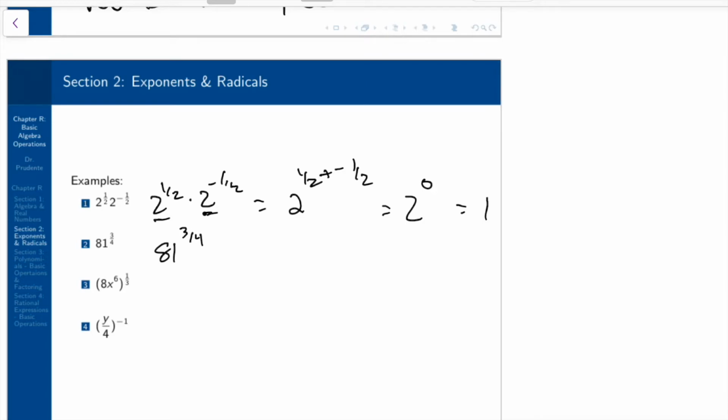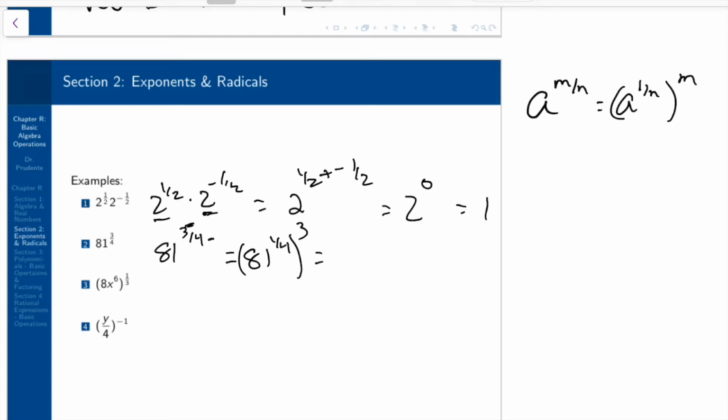Here, we have 81 to the 3/4. Now this is a little bit more difficult. What we're going to do is use the fact that we have a numerator and a denominator, a 3/4. That allows us to take the property a to the m over n and write this as the nth root of a raised to the mth power. So I can think of this as the 4th root of 81 cubed. The 4th root of 81 is going to be 3, and I'm just left to cube that and get 27.